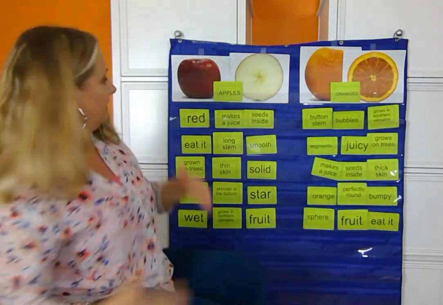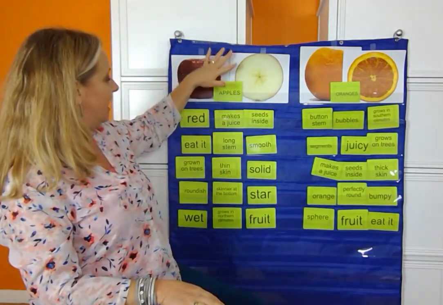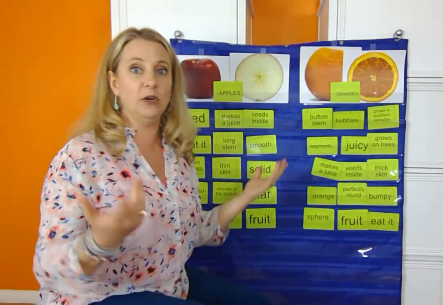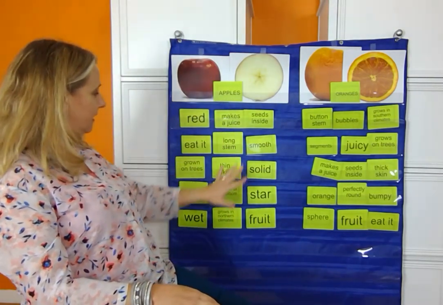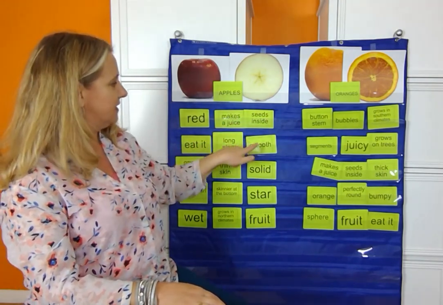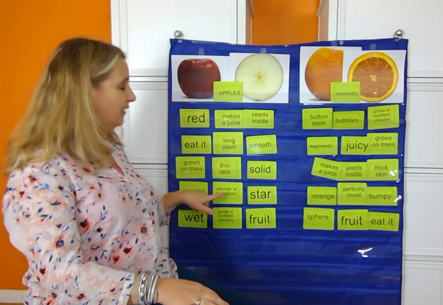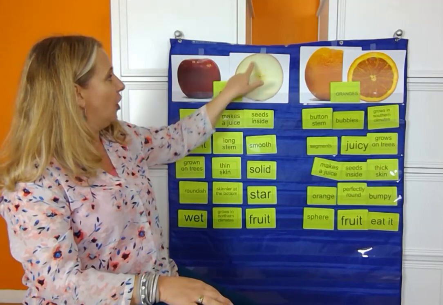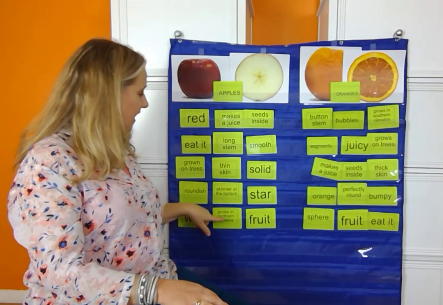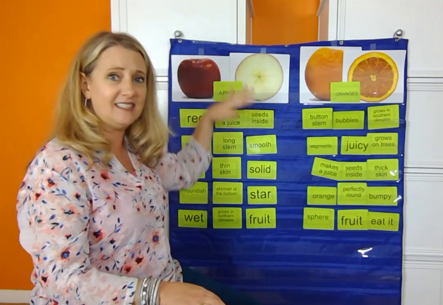And so let's just pretend we read some text on these topics. We read a text all about apples, and we read a text all about oranges. And we did steps 1 and 2 already. We listed all the details. Red, makes juice, seeds inside, eat it. There's a long stem, it's smooth, it's grown on trees, it has thin skin, it's solid, it's roundish, it's skinnier at the bottom. It's a star. When you cut it in half, people say they can see a star right there from the seeds. It's wet, it grows in northern climates, and it's a fruit. That's everything we read about text A.